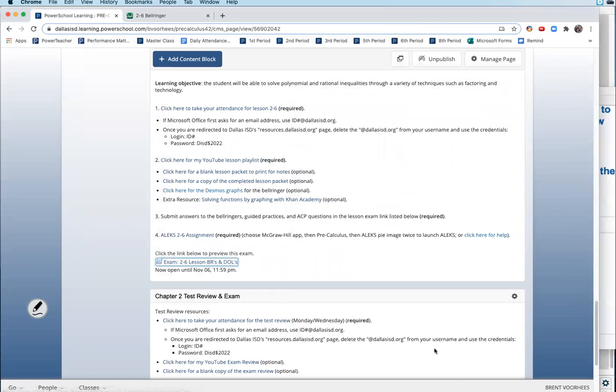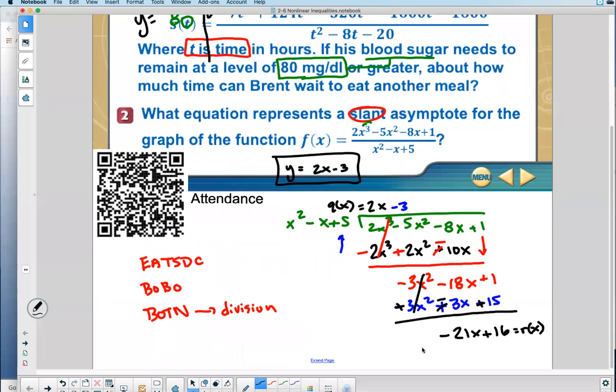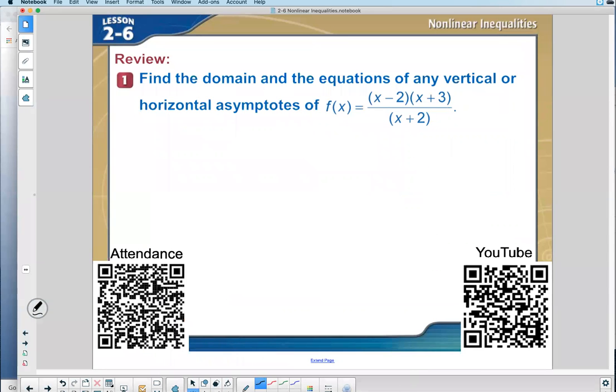Let's get started with lesson 2.6. Oh, I have some review problems real quick, just to make sure we haven't forgotten. Key things I want to hit. When you're looking at fractions, this is going to be very important later today as well.